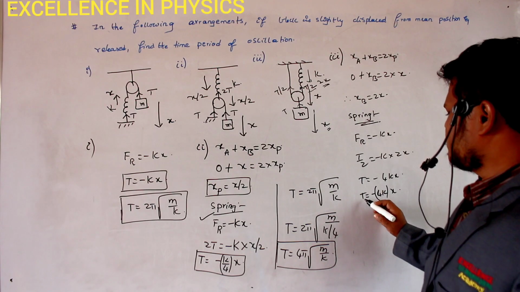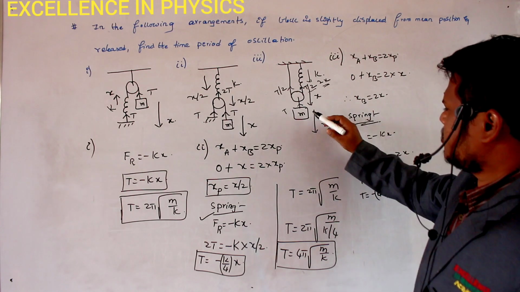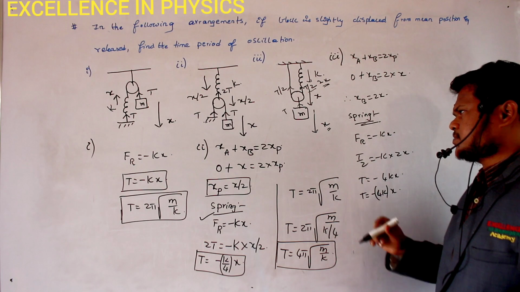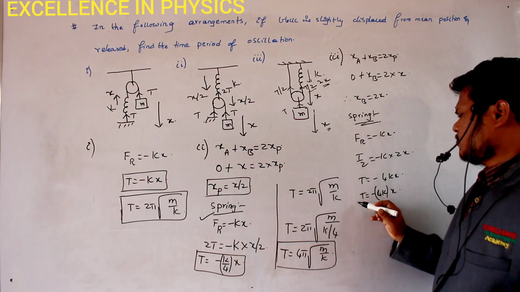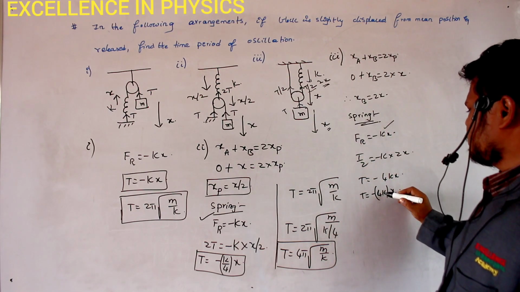Clear? Now what is T? T is the tension which is acting on this mass, and what is x? x is the elongation produced in this mass. So the mass has come down by a distance of x. So if I compare this equation for mass m with the restoring force equation, I will see that the k value has become 4k.